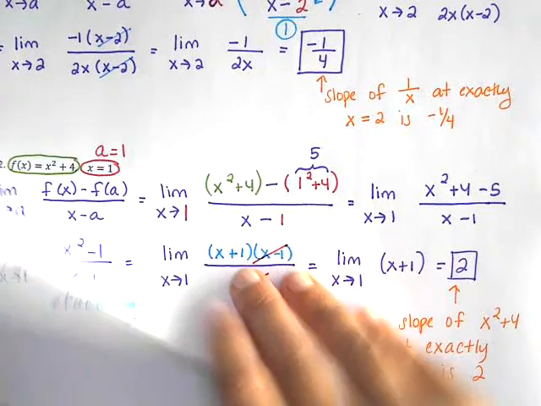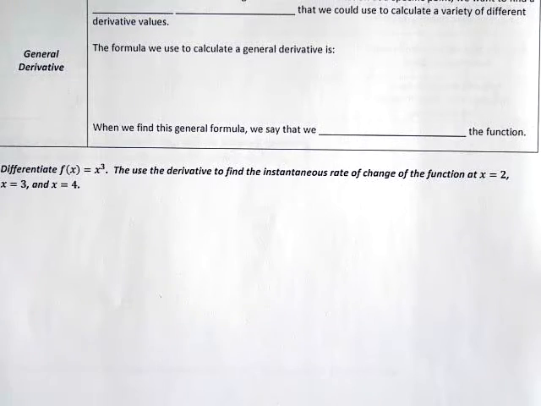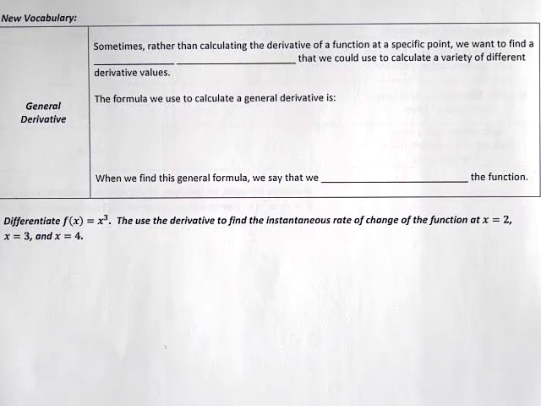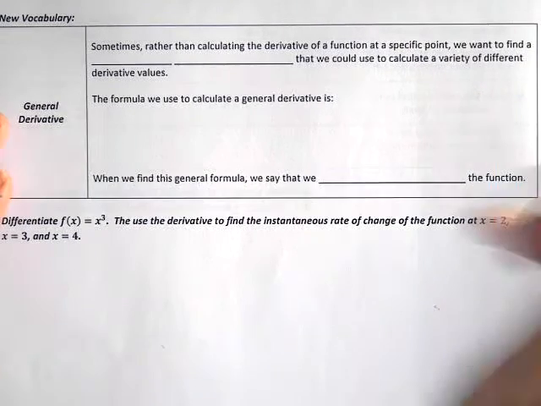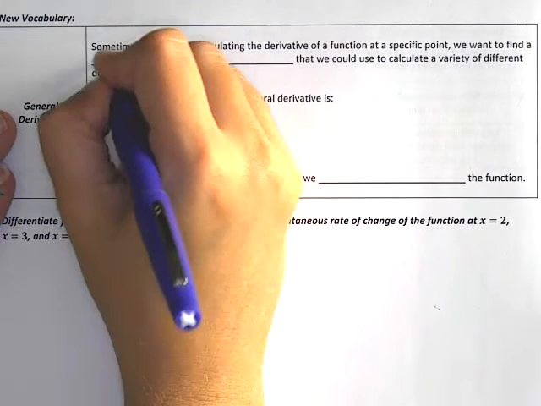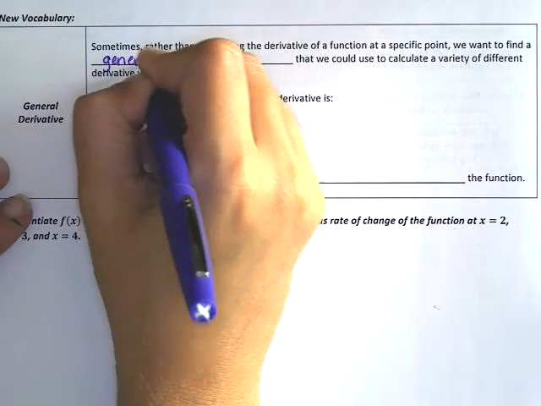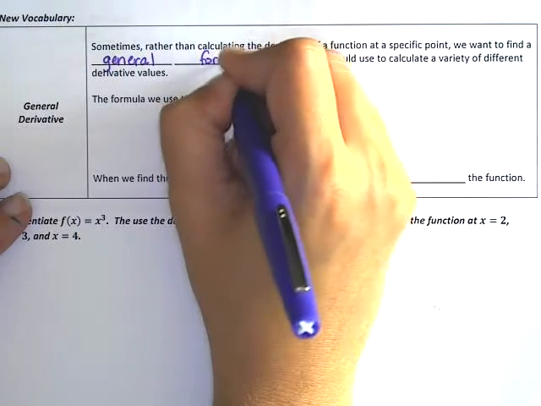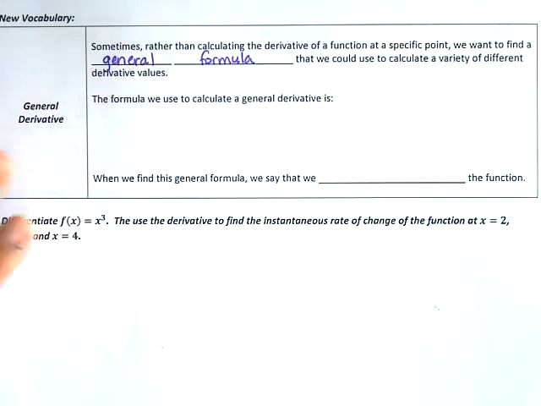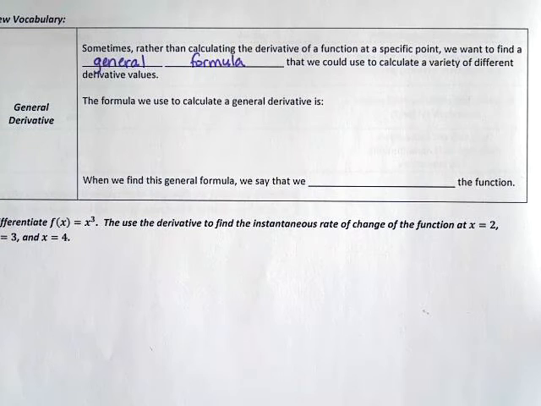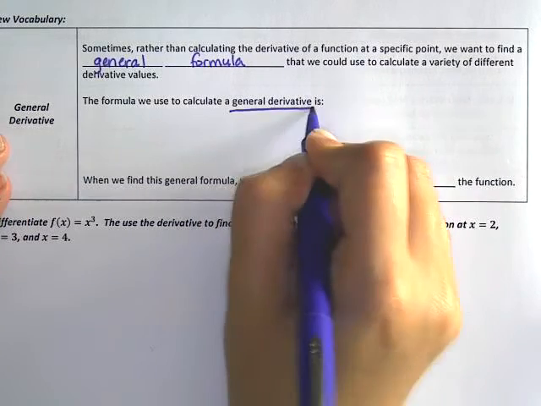All right, now on the next page, how can we find a general formula? So sometimes, instead of wanting to know the slope at a specific point, we want to get what's called a derivative function. When we want to find a general formula that would allow us to calculate a bunch of instantaneous rates of change, it seems silly to just do this long process for each new number we wanted to check. So what we're going to do is find what's called a general derivative.